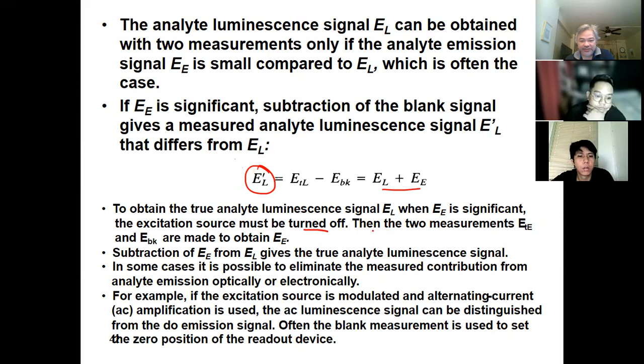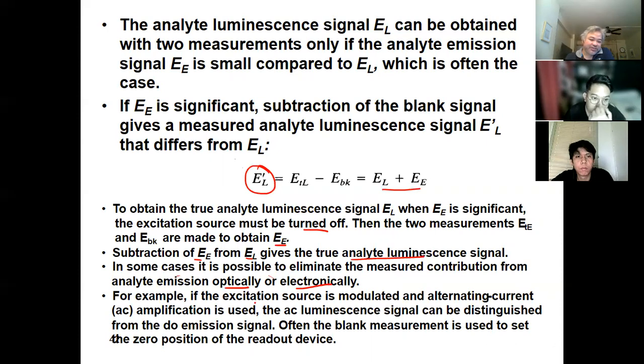Okay, then the two measurements of ETE are made to obtain the EE. Now, subtraction of the EE from EL gives the true analyte luminescence signal. Now, in some cases, it's possible to eliminate the measured contribution from the analyte emission optically or electronically.